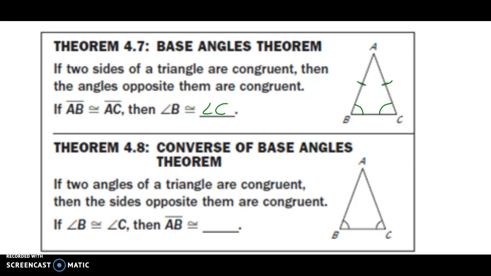And the converse also happens to be true. It says, if the base angles are congruent, then it must be an isosceles triangle, and those sides would be congruent. So forward and backwards, the regular statement and the converse are both true. So that means segment AB would be congruent to segment AC.